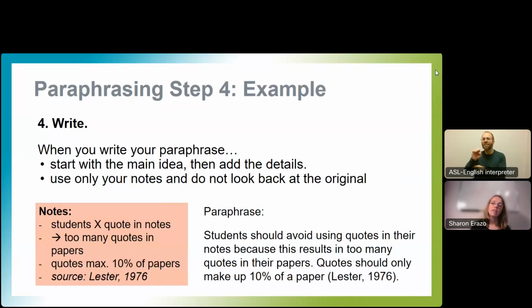So the notes I have there in that pinkish box, potentially a paraphrase from those notes might be: students should avoid using quotes in their notes because this results in too many quotes in their papers. Quotes should only make up 10% of a paper. And then I have the in-text citation.